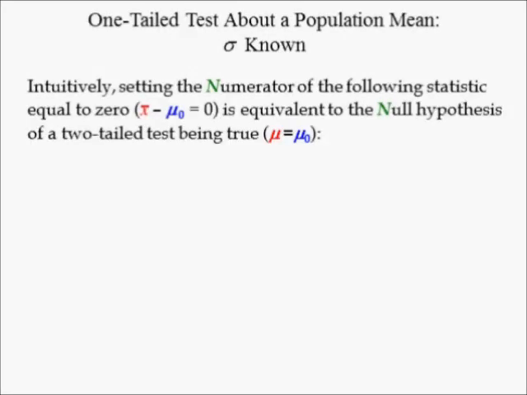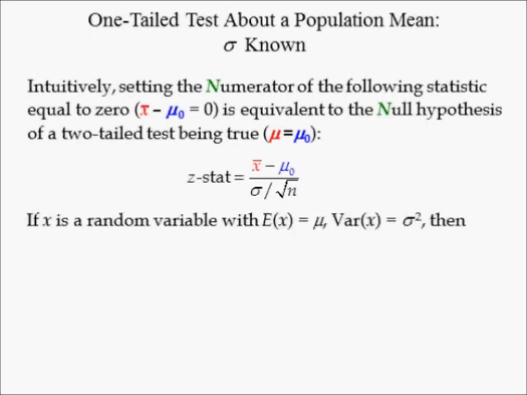Intuitively, setting the numerator of the following statistic equal to 0, x bar minus mu 0 equal to 0, is equivalent to the null hypothesis of a two-tailed test being true: mu equals mu 0. The textbook refers to this as just z. We will refer to it as z-stat because most statistics software programs call it that.